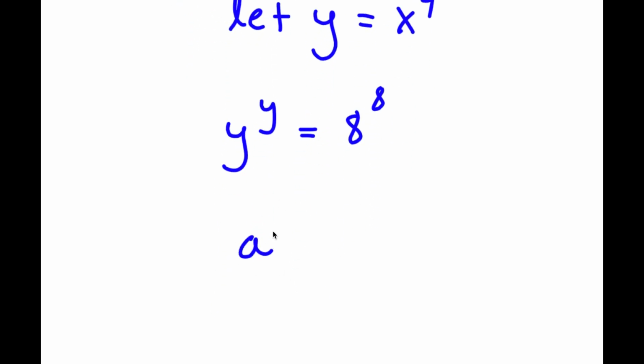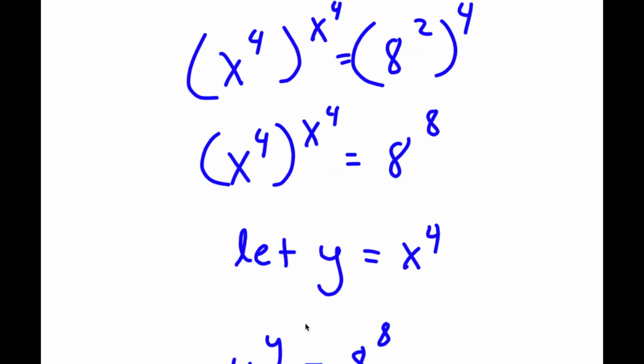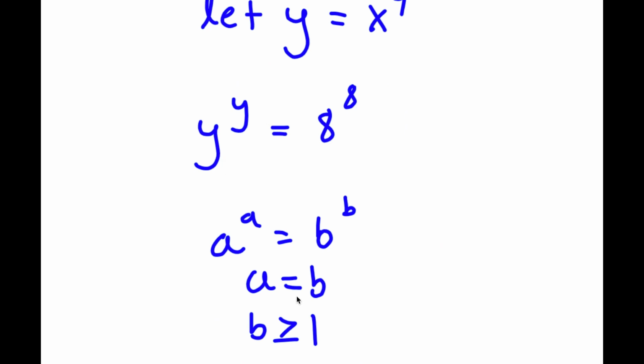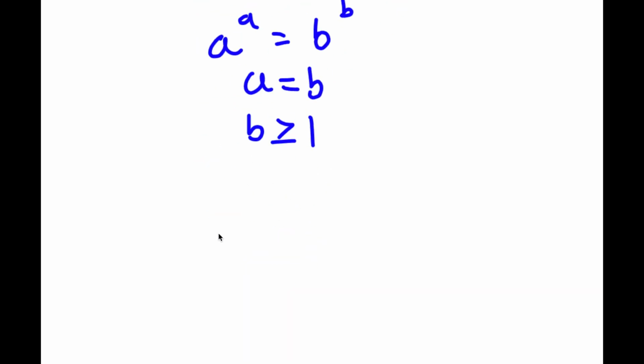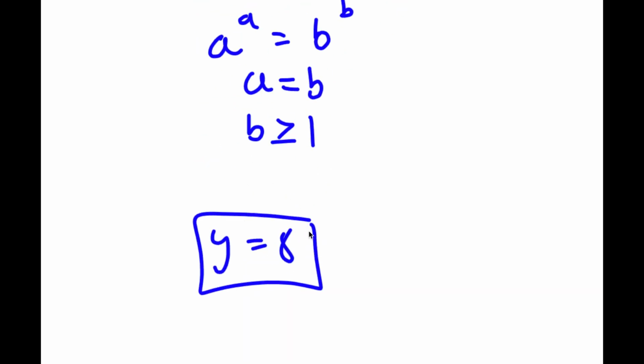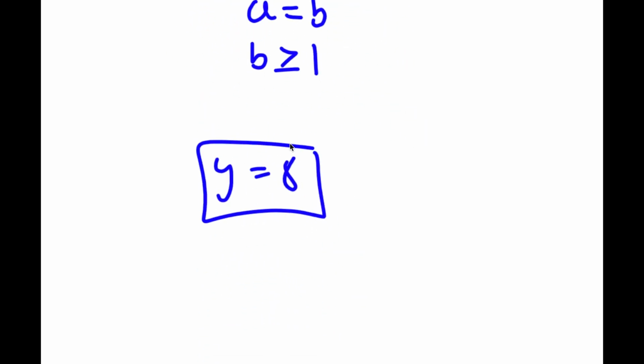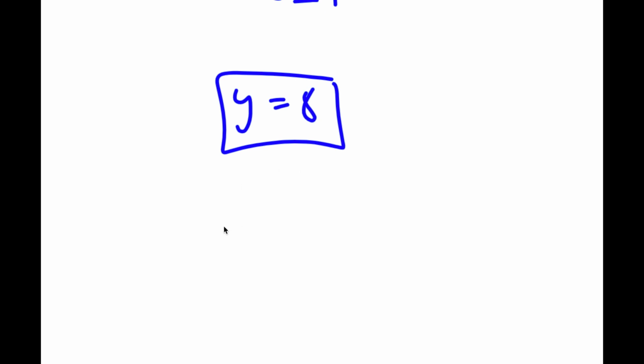Now if I have something in the form a to the power of a is equal to b to the power of b, this means that a is equal to b as long as b is greater than or equal to 1. So in this case, I have y to the power of y equals 8 to the power of 8, and as you can see, b is greater than or equal to 1, meaning I could write this as a equals b, or y equals 8. So remember how we set y equal to x to the power of 4, meaning I have x to the power of 4 is equal to 8.